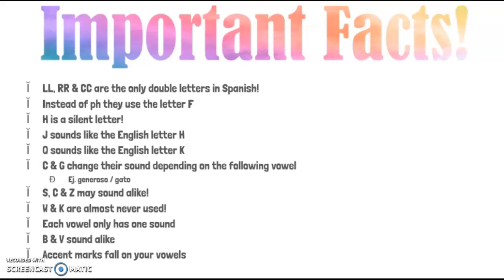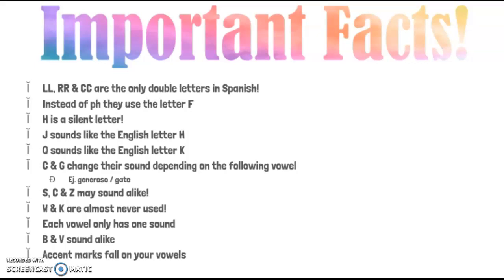Another one is that each vowel only has one sound. So unlike the English language, where you can have a short vowel or a long vowel, in Spanish, each one only has one sound. Next is that the letters B and V sound alike. So we have B and V. So they sound almost exactly the same. So again, these two have very similar sounds.